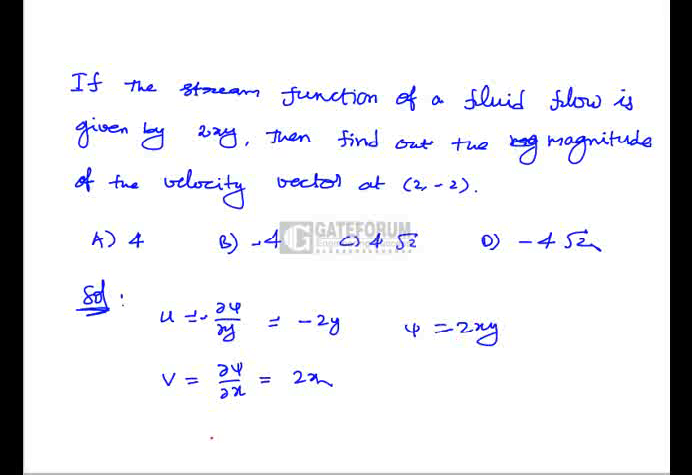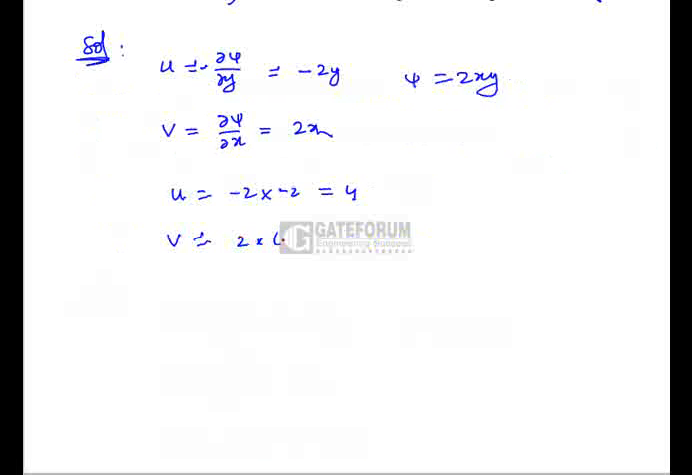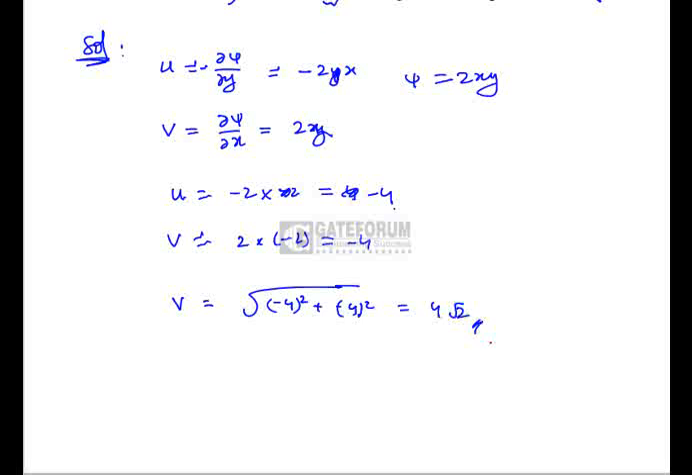So here at the point (2, -2), u is given by minus 2 into minus 2, which is equal to 4. Sorry, it is minus 2y and 2x. So minus 2 into y, which is minus 2, gives 4, and here 2 into x, which is 2, gives 4... So the velocity vector at this point is the square root of 4 squared plus 4 squared, which gives a value of 4 root 2. So the correct answer is 4 root 2. The correct option is C. C is the right answer.